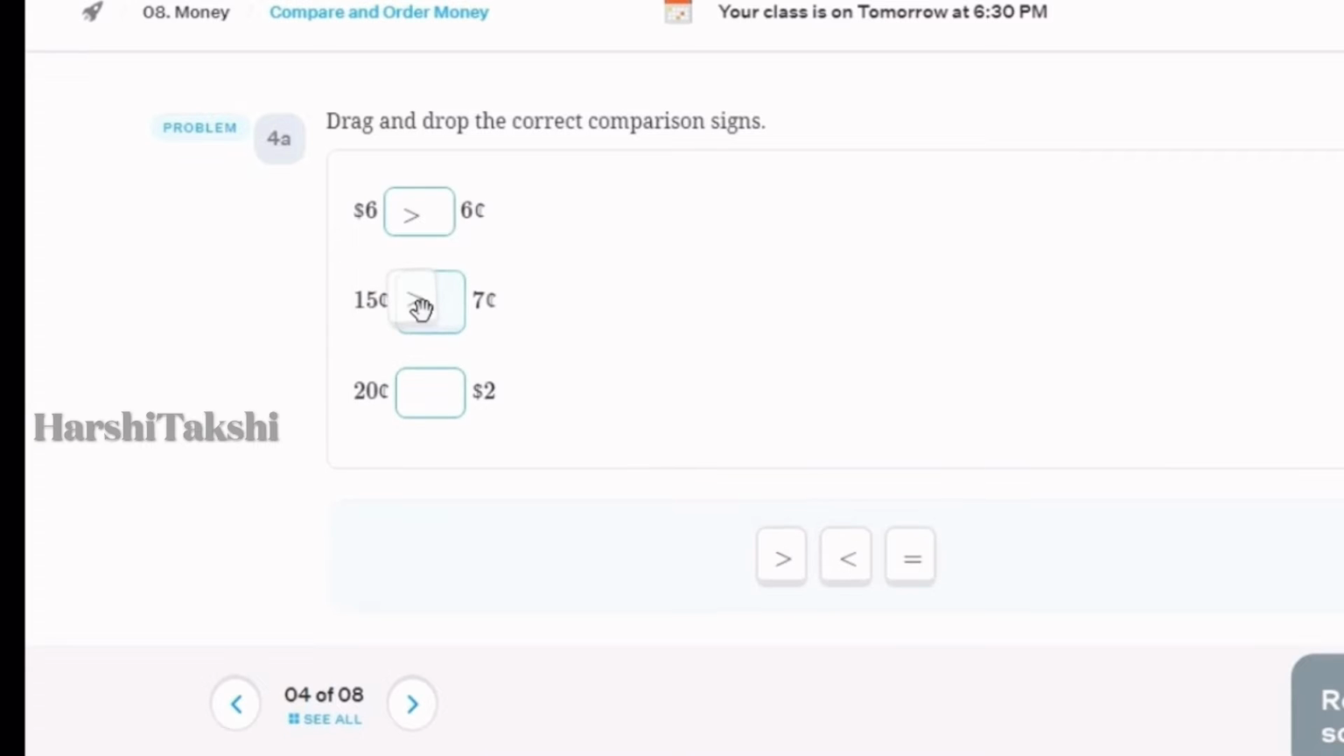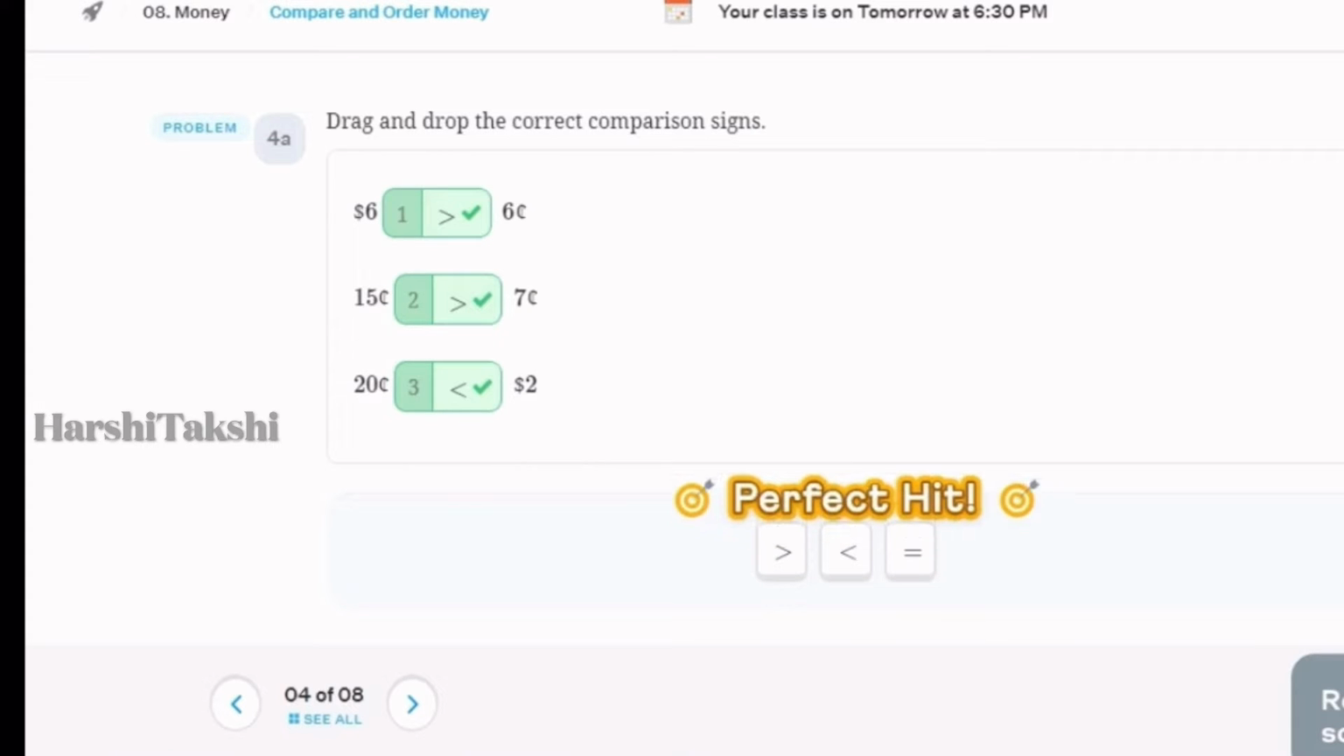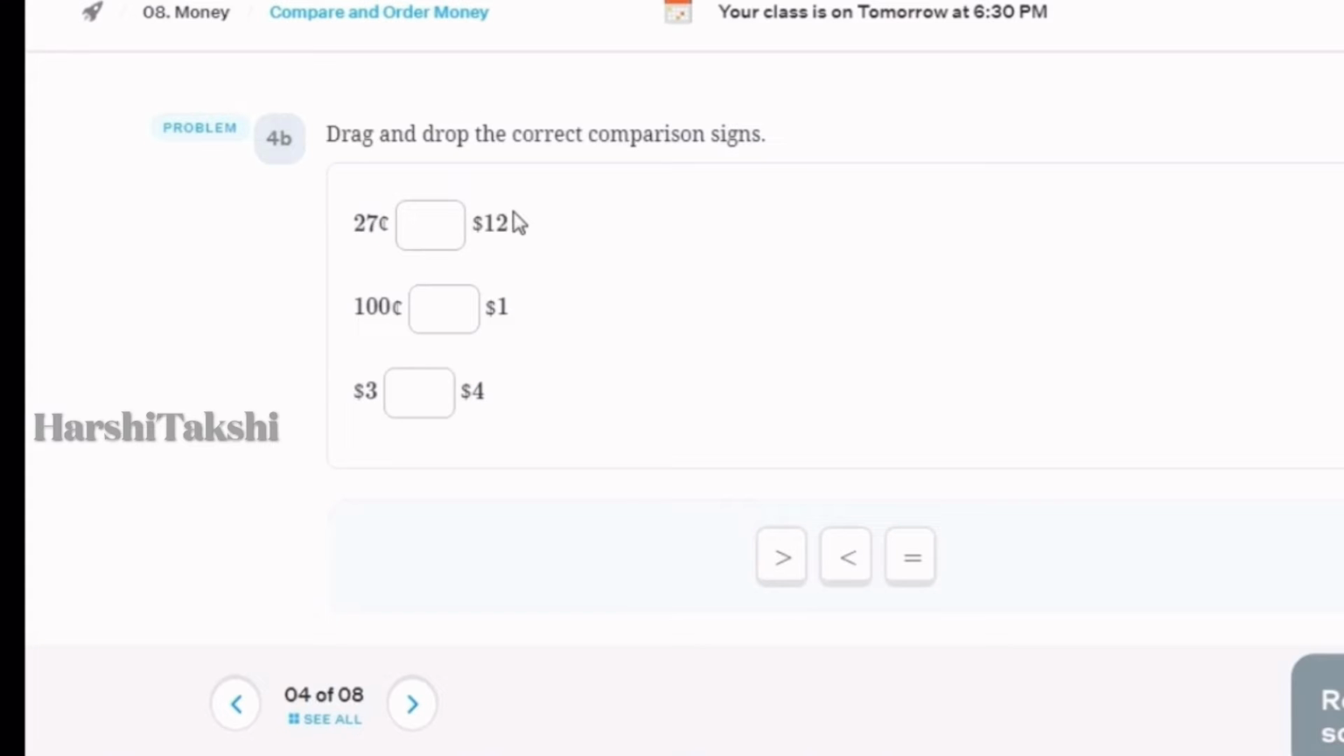So this one's cool. And then this one. Drag and drop the correct comparison signs.